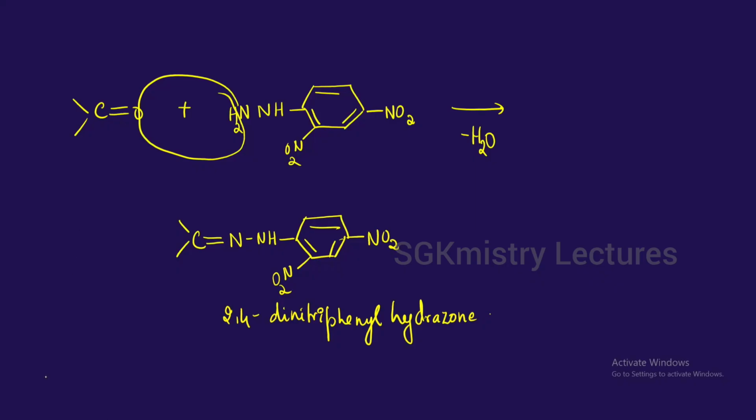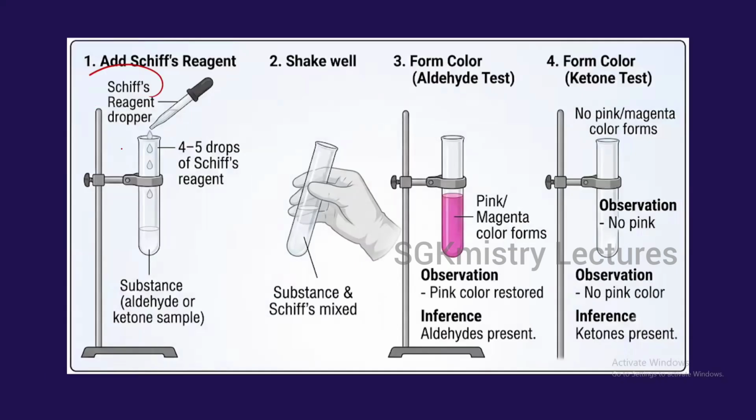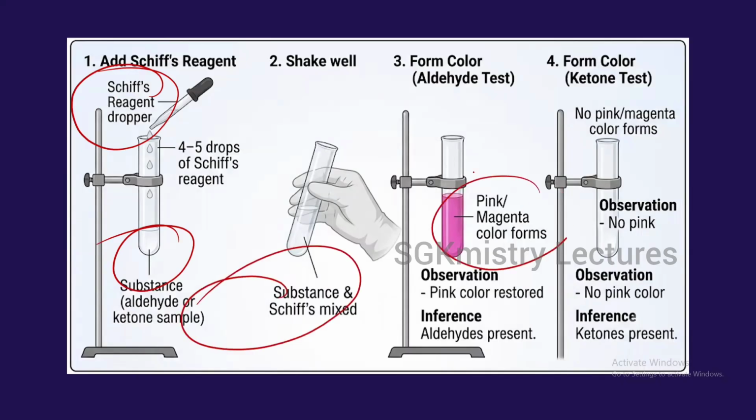Next we are going to check if it is an aldehyde or a ketone. To differentiate between the aldehyde and the ketone, we have the Schiff's reagent test. So we are going to take the test tube, and in it you take the substance, that is the aldehyde or the ketone, to which you add 4 to 5 drops of Schiff's reagent. You're going to shake the contents of the test tube. If the pink or the magenta color is restored, then we say that an aldehyde is present. Suppose there is no pink color observed, then we can say that the compound is a ketone.